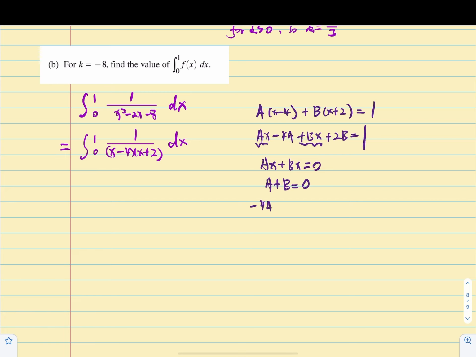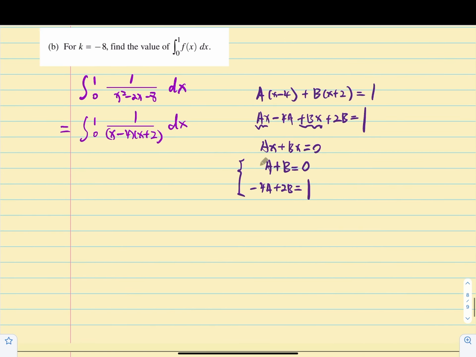So negative 4a plus 2b equals 1. We need to solve this system of equations, which is a linear algebra thing. We multiply both sides of the first equation by 4, and we get 4a plus 4b equal to 0. Adding the equations, we get 6b equal to 1, so b is equal to 1 over 6. Because a plus b is equal to 0, a must be the negative of b, so negative 1 over 6.